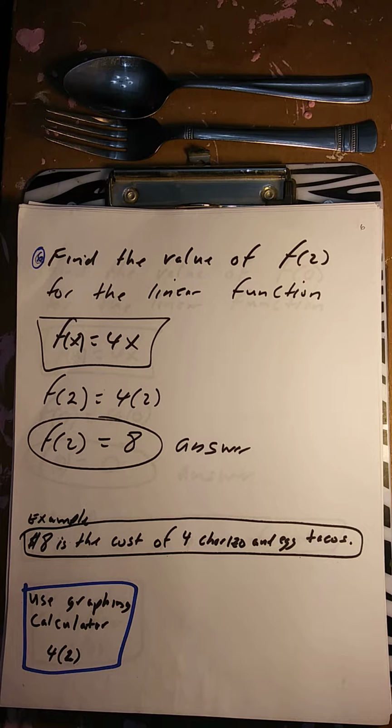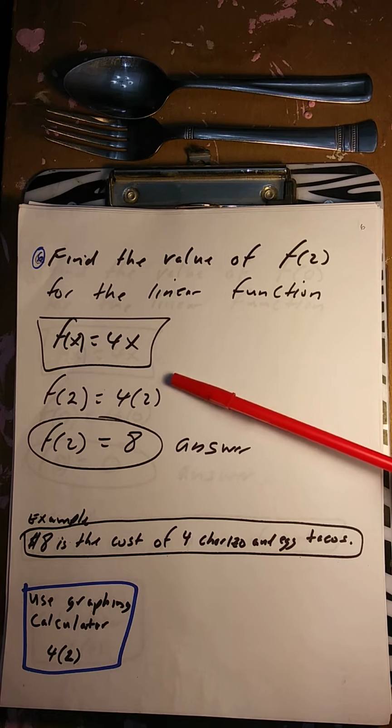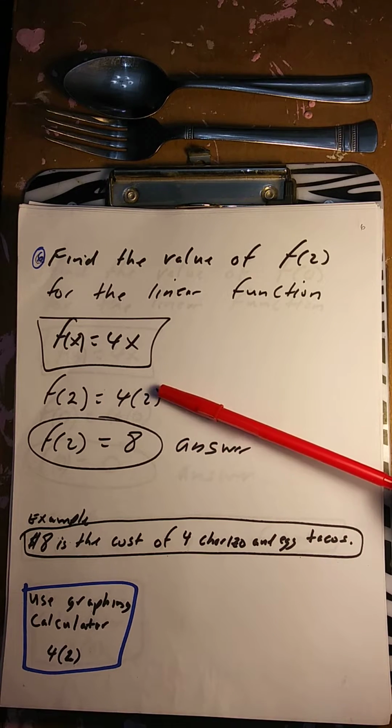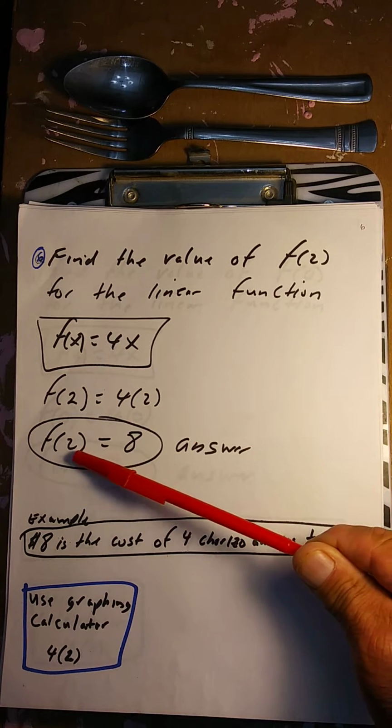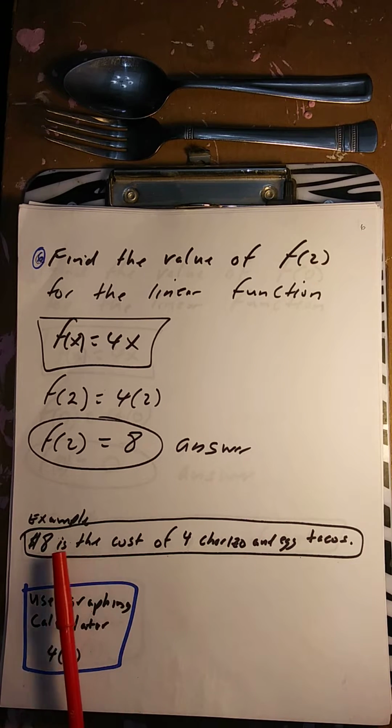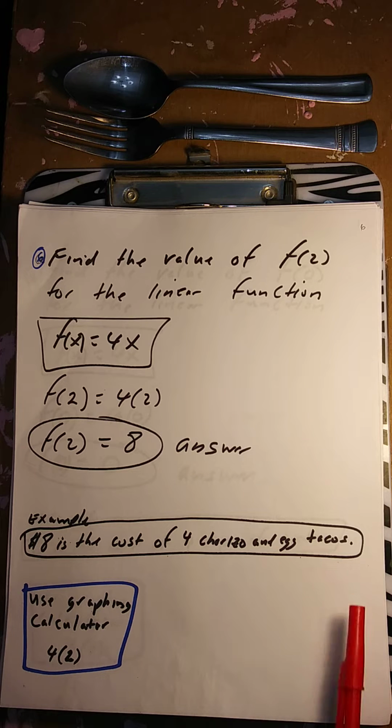Find the value of f of 2 for the linear function f of x equals 4x. So f of 2 means 4 times 2. And 4 times 2 is 8. So f of 2 is 8 for the function. That's the answer. And $8 is the cost of 4 chorizo and egg tacos.